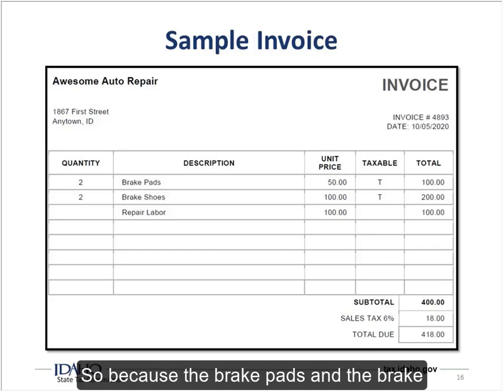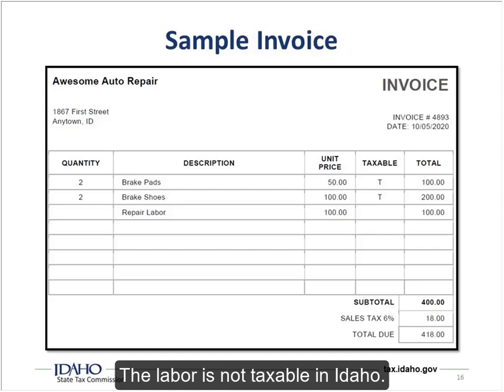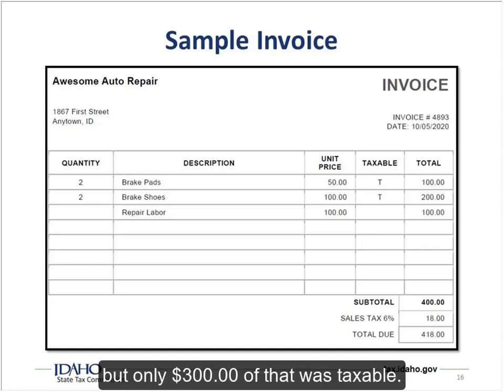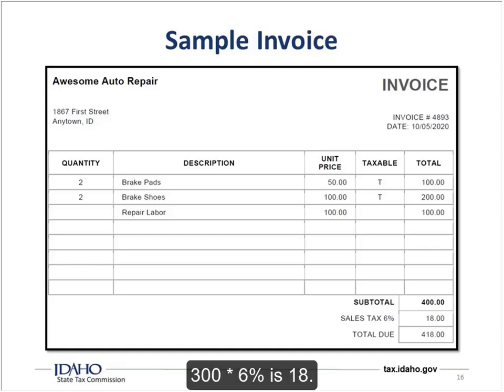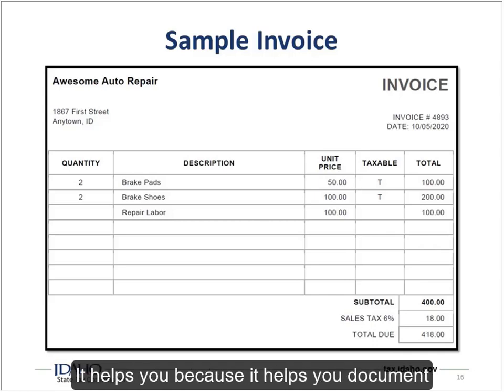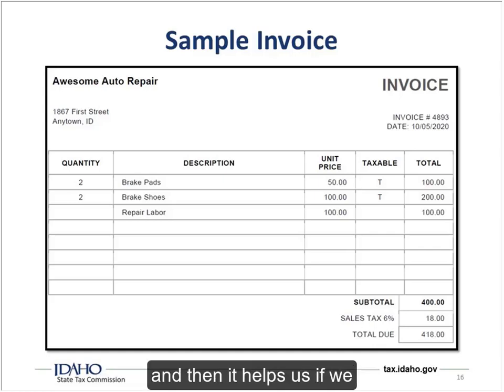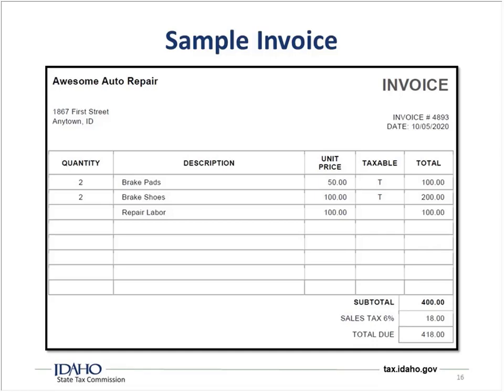Because the brake pads and the brake shoes are tangible personal property, they are taxable. The labor is not in Idaho, so it's not. So we have $400 in sales, but only $300 of that was taxable. 300 times 6% is 18. So your total due is $418. That's why we would like to have everything broken out. It helps you document what you collected for sales taxes, and it helps us if we have to check on it. So it's a win-win for everyone.